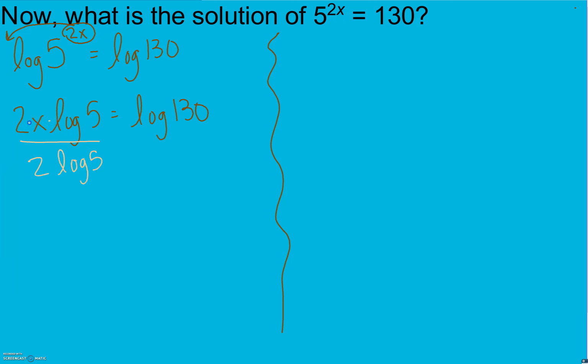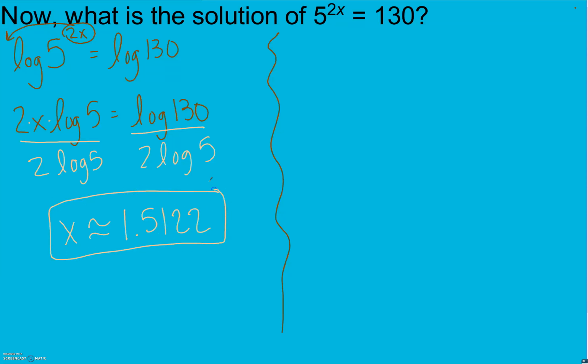And x is going to be approximately log 130 divided by, don't forget your parentheses there, 2 times log of 5. Don't forget to close both parentheses, about 1.5122.